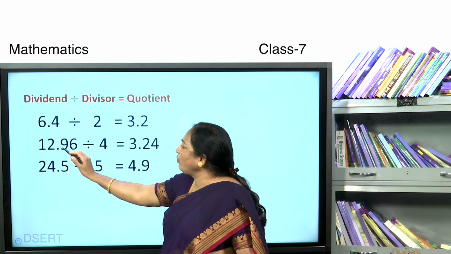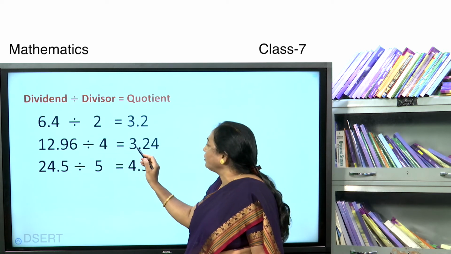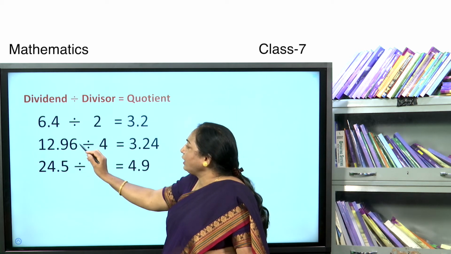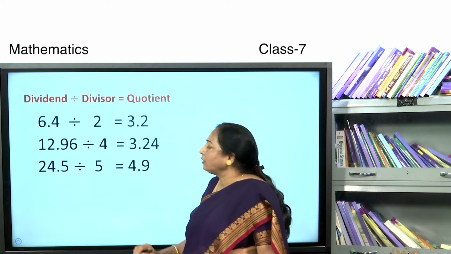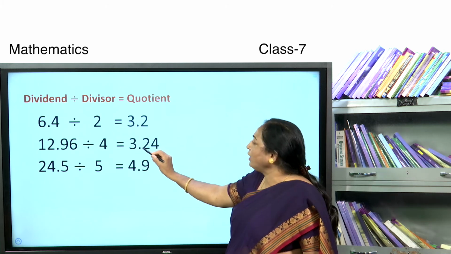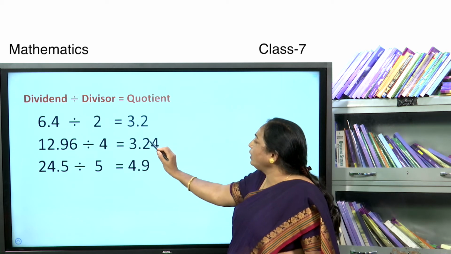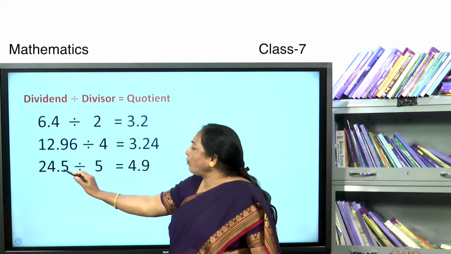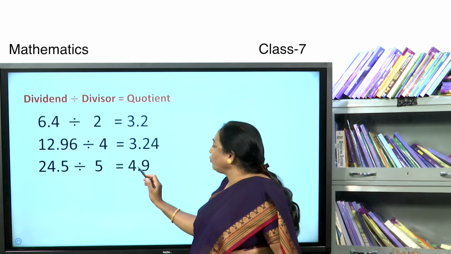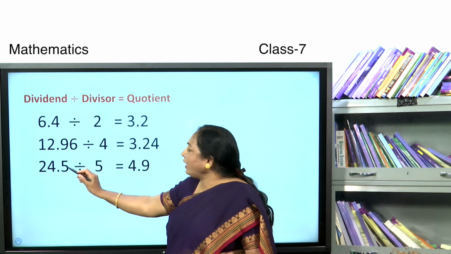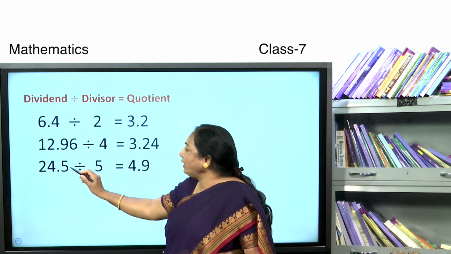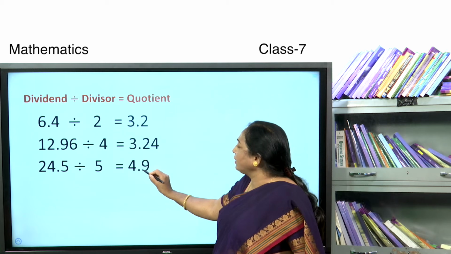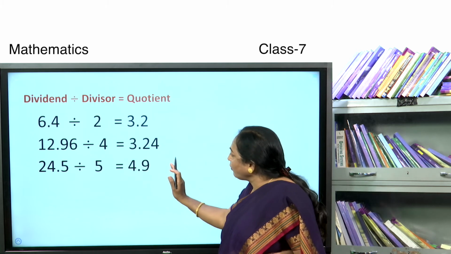Second sum, 12.96 divided by 4 is equal to 3.24. Here two digits are there to the right of the decimal point. Therefore, place the decimal point after two digits from the right. In 24.5 divided by 5 is 4.9, there is only one digit after the decimal point in 24.5. Therefore, place the point after one digit from the right.